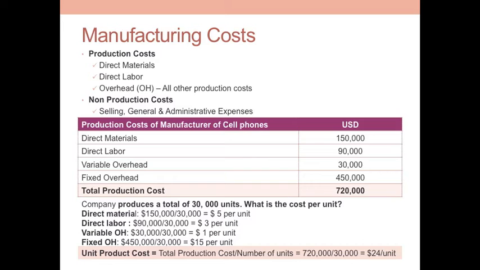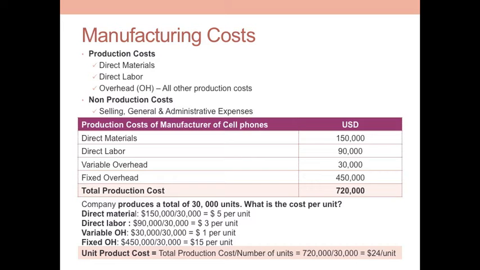Let's take a closer look at an example of a manufacturing company. Now, any manufacturer has certain direct production costs, which include cost of raw materials, labor, and overhead, as well as some non-production or indirect costs known as selling, general, and administrative expenses. If we look at this example of a cell phone manufacturer, we notice that its total production cost is $720,000 for producing 30,000 cell phones.